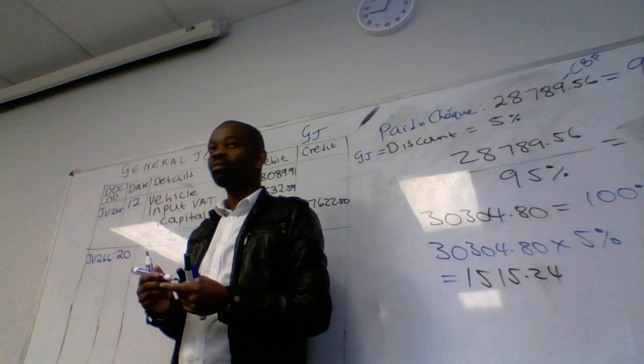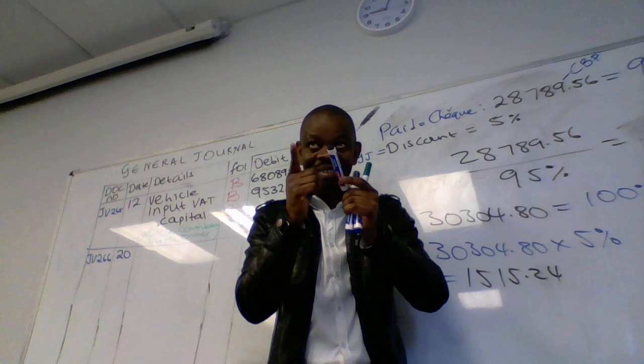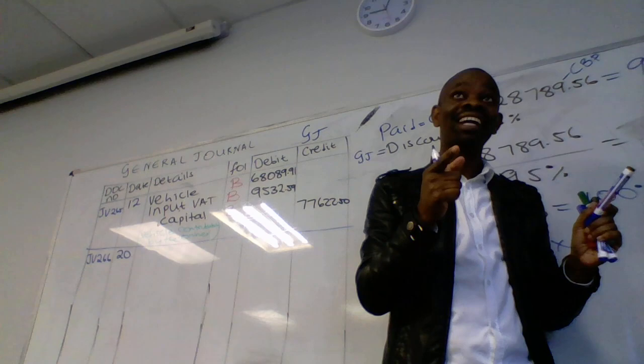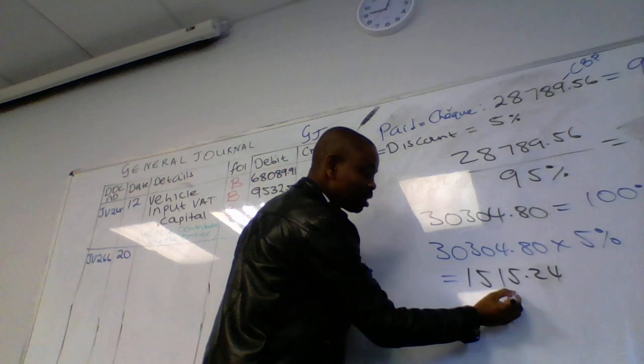Be careful, guys. Sometimes when you read, you can make a mistake. Some of you could have said 28,789 times what? Be careful. If this was the amount owed, yes, I would agree with you. But this is what you paid. It's equivalent to 95%. You must know how to go back. Divide. Are we okay, guys? So now I found the amount that I've been looking for.